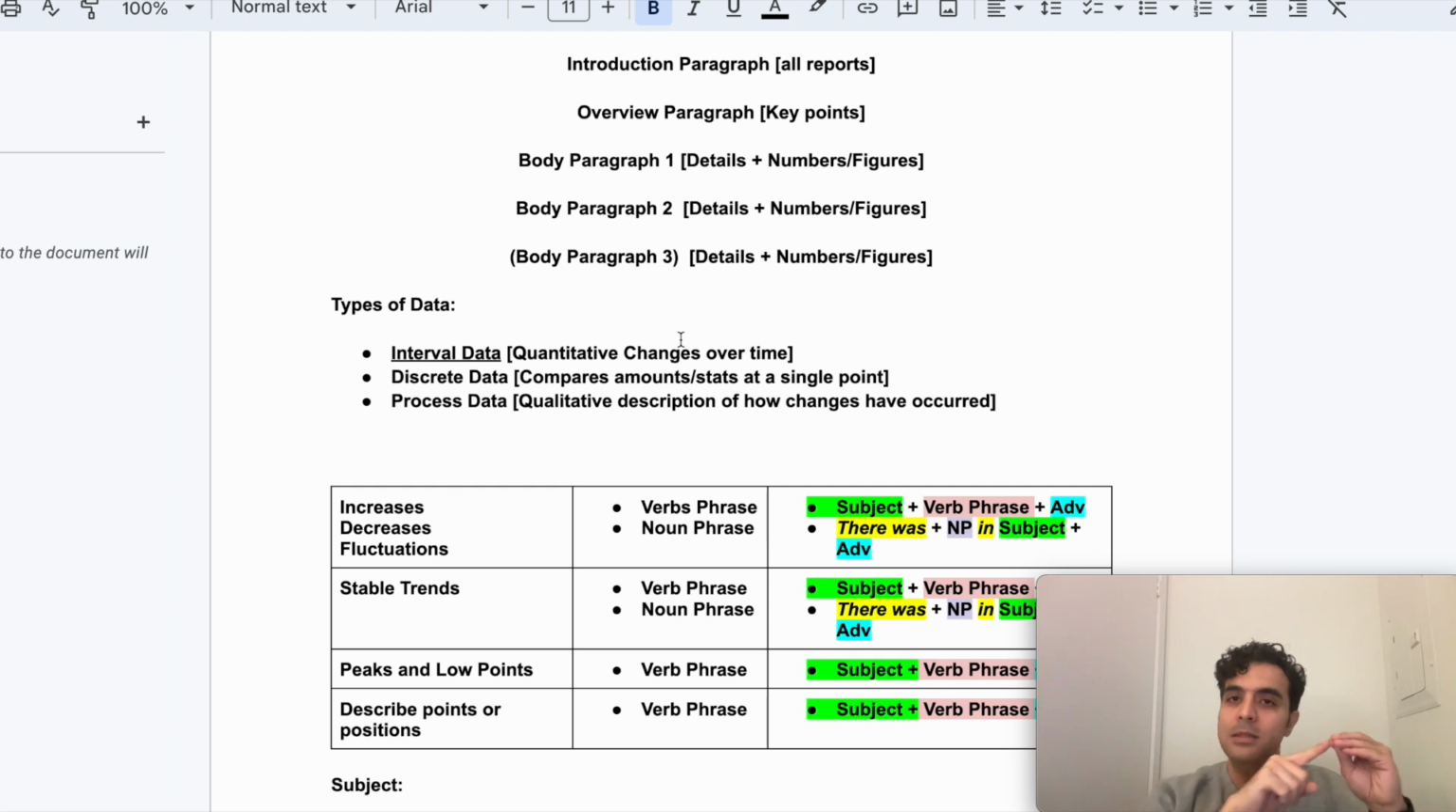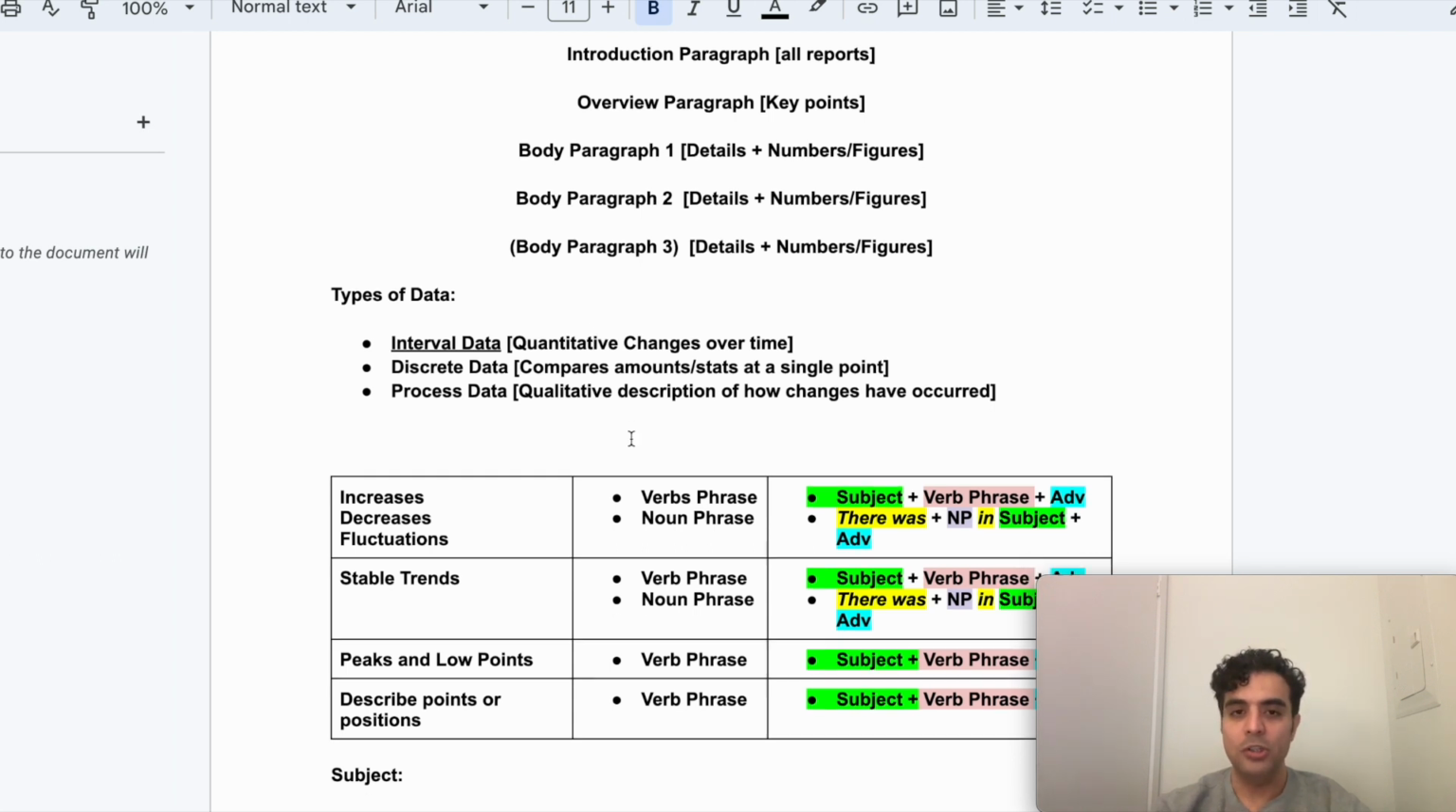So as you can see, I can look at those numbers, compare them, and observe changes such as an increase or a decrease. And so I can use different structures to describe what has taken place in this table, even though tables are usually representing discrete data. So what is important is that you understand the nature of the data, and if you believe that the data you have in front of you is interval, then you could use any of these structures.